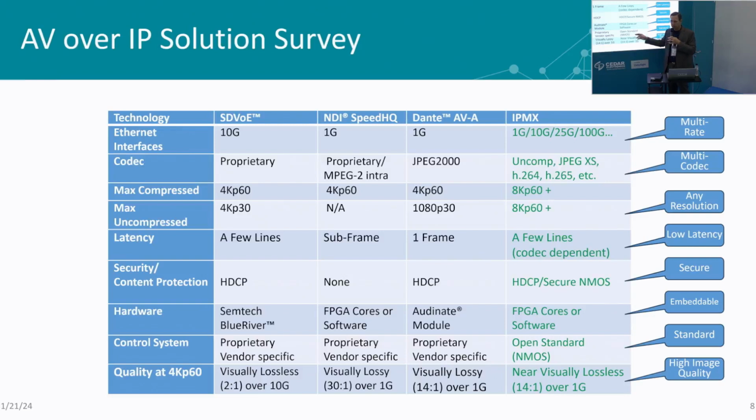Control is built on an open standard. You don't have to rely on a proprietary vendor control system. You can use an industry standard control system that's fully compatible with any of these devices from any vendor. And near visually lossless quality at 1G is one of the driving factors as well.